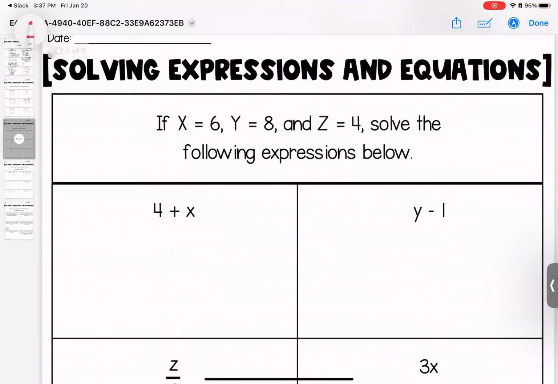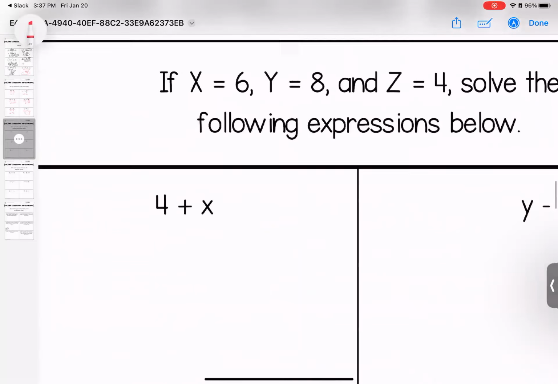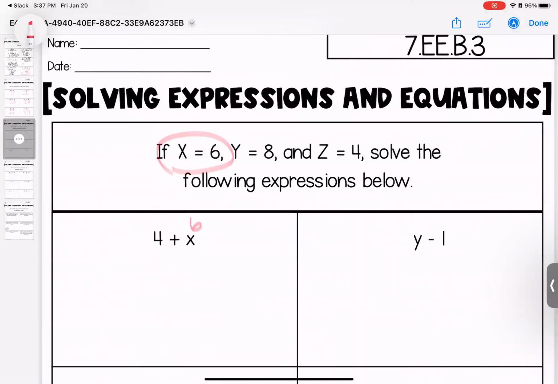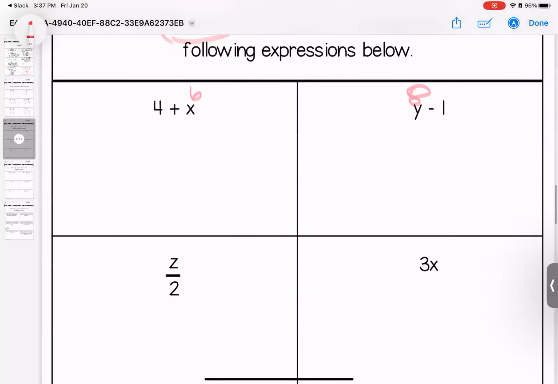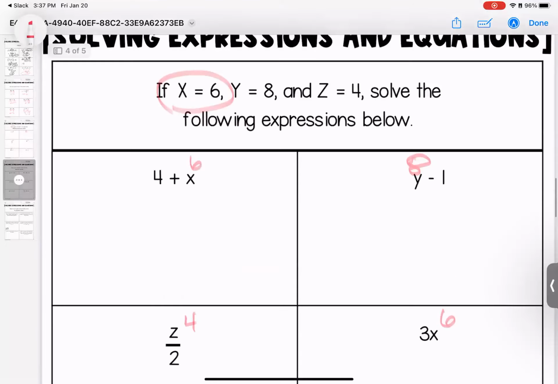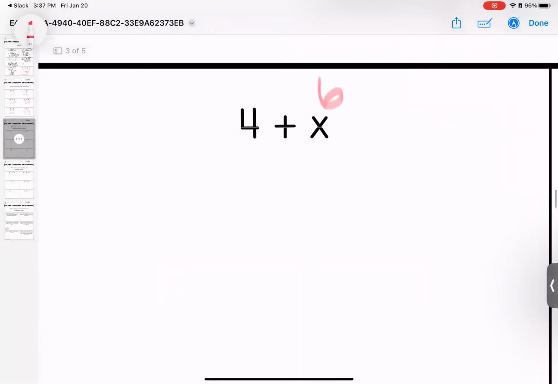All right, this time we are solving expressions and equations where we are given the value and we have to substitute. So I have x is 6, y is 8, z is 4. I'm just writing in my substitutions so I can make it big and I don't have to come back.